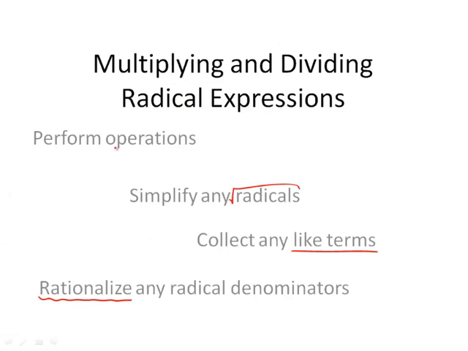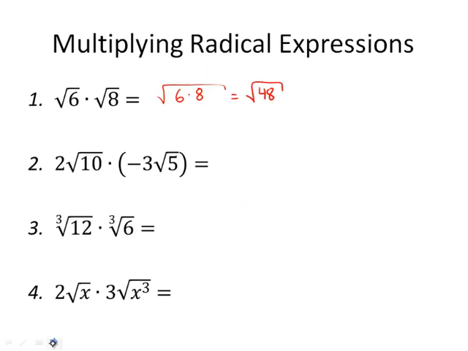Now, the next step we wanted to look at, after performing the operations, was to simplify any radicals. So we have a radical here and we want to simplify it. Notice, to simplify it, we want to look at what 48 is made up of so that we can find any perfect squares to reduce. Well, 48 came from 6 times 8, so you almost don't even have to multiply these. You can just keep breaking them down further.